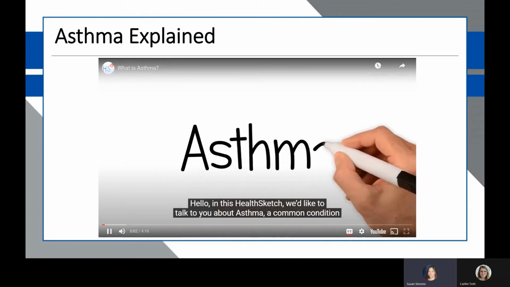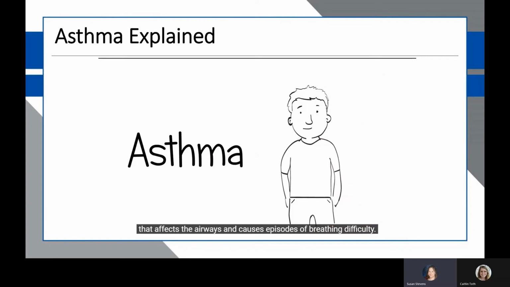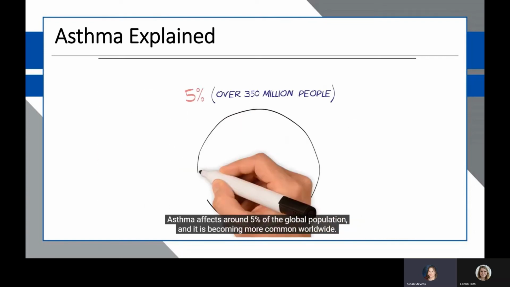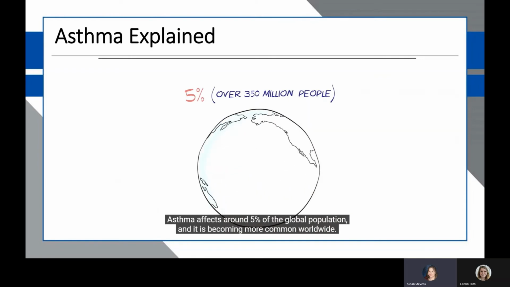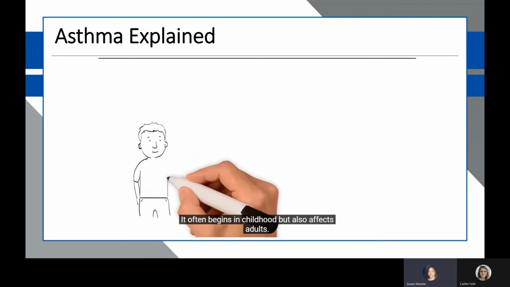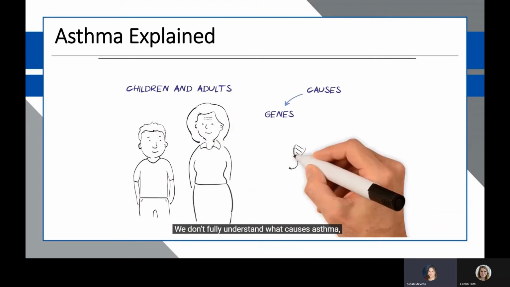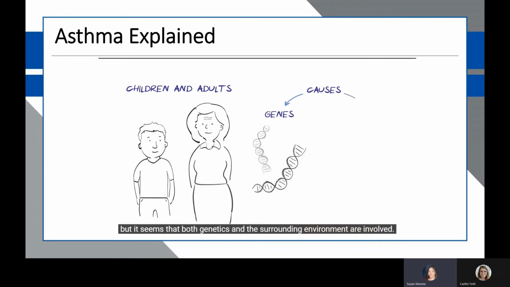Hello. In this health sketch, we'd like to talk to you about asthma, a common condition that affects the airways and causes episodes of breathing difficulty. Asthma affects around 5% of the global population, and it is becoming more common worldwide. It often begins in childhood, but also affects adults. We don't fully understand what causes asthma, but it seems that both genetics and the surrounding environment are involved.